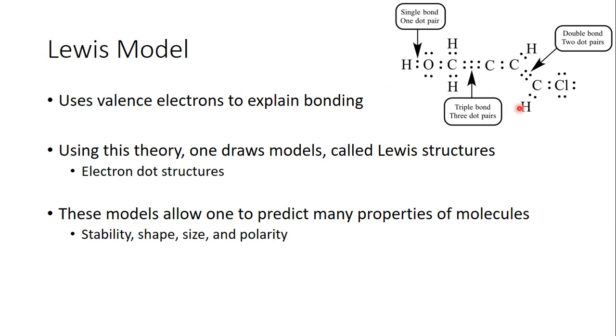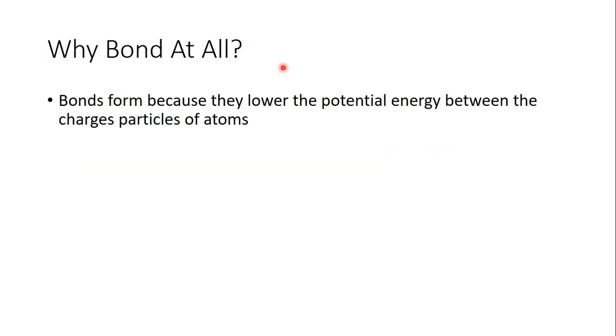And what you're seeing here is a Lewis model where a single bond is 2 dots, a double bond is 4 dots, a triple bond is 6 dots, and if you have 2 dots alone, you have what's called a lone pair. And with this, you can predict things like stability, shape, size, and polarity of your molecule.